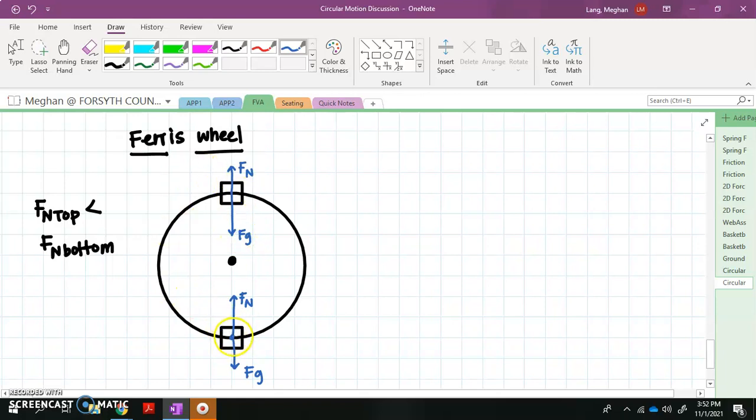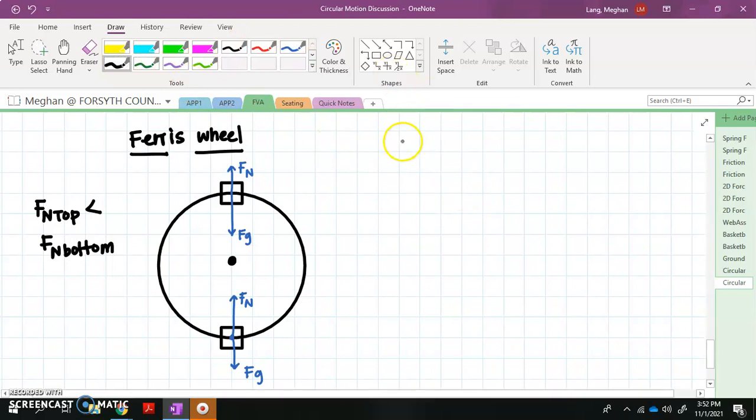Same thing happens at the bottom. So at the bottom, now my normal force is pointed towards the center. My normal force has to be bigger than my force of gravity, because if my force of gravity is bigger, I would fall away from the circle, okay? And I need that net force towards the center, which is only going to come if the normal force is bigger.